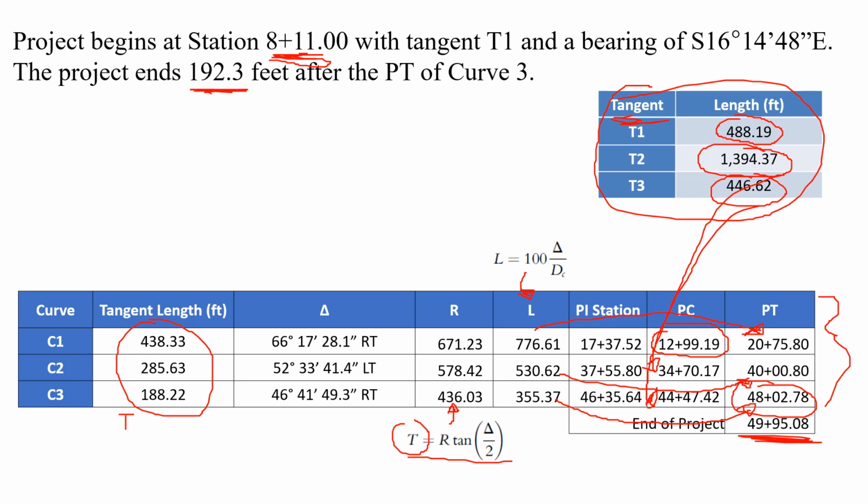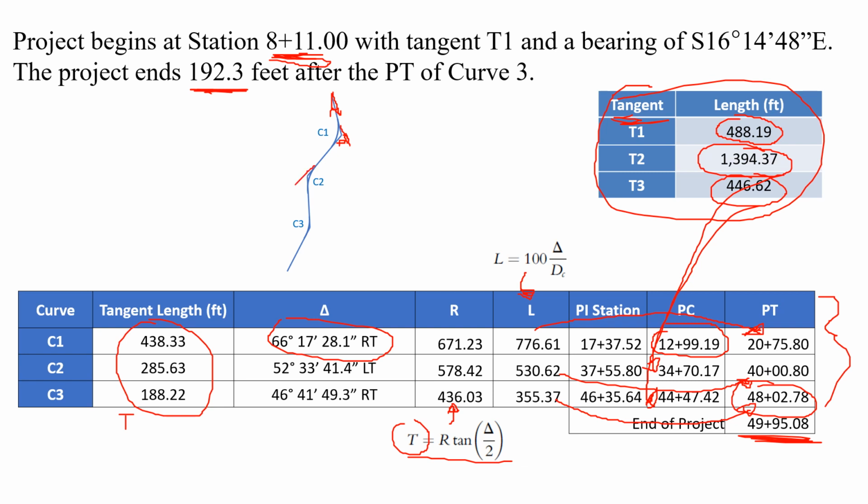We also were asked to draw a diagram of this, so I'm just going to draw it in a simple state here. We start with our T1 tangent that has a bearing of south 16 degrees, 14 minutes, 48 seconds east. So that's this angle here, so that's why we're drawing in this direction. And then we're going to curve to the right, so the angle from the back tangent to the forward tangent is this 66 degrees, 17 minutes, 28.1 seconds to the right.